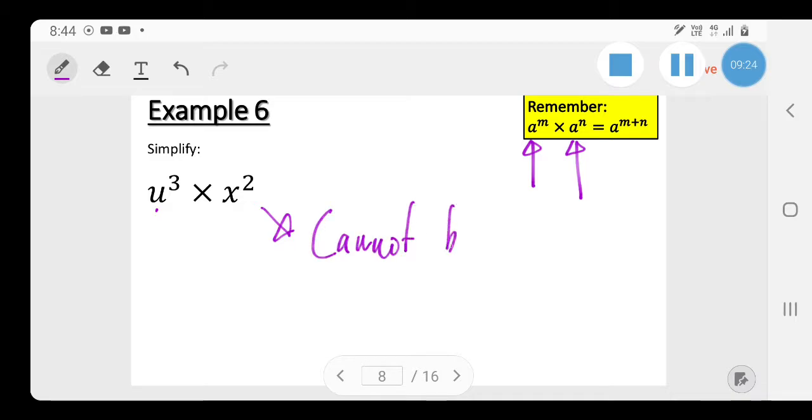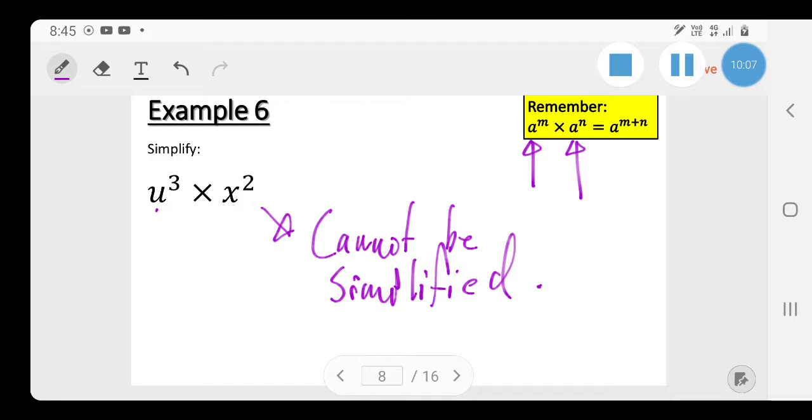It cannot be simplified. And this is a huge point of confusion all the way up to year 12, if you can believe it. People constantly try to simplify things in algebra that cannot be simplified. U's and x's are different things, so we cannot combine them in this way. We cannot say u cubed times x squared equals, I don't know, u to the 5 or x to the 5 or ux to the 5. None of that makes any sense. U cubed times x squared simply equals u cubed times x squared.